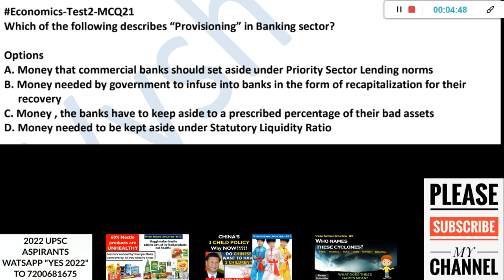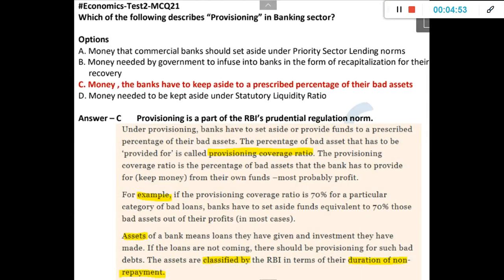So what is provisioning in banking sector? Here, the money the banks have to keep aside. Under provisioning, banks have to set aside or provide funds to a prescribed percentage of their bad asset. The percentage of bad asset that has to be provided for is called provisioning coverage ratio. The provisioning coverage ratio is the percentage of bad asset that the bank has to provide or keep money from their funds, most probably profit. For example, if provisioning coverage ratio is 70% for a particular category of bad loans, bank has to set aside funds equivalent to 70% of the bad assets out of their profit.